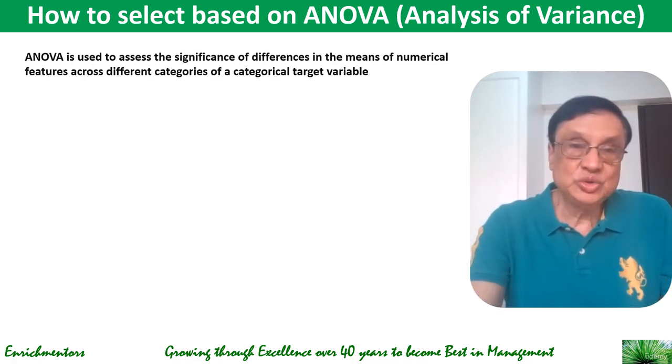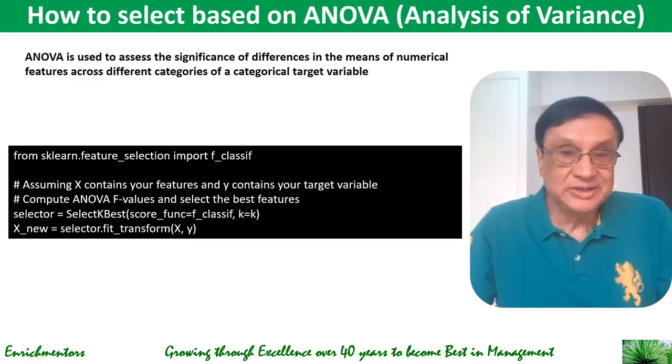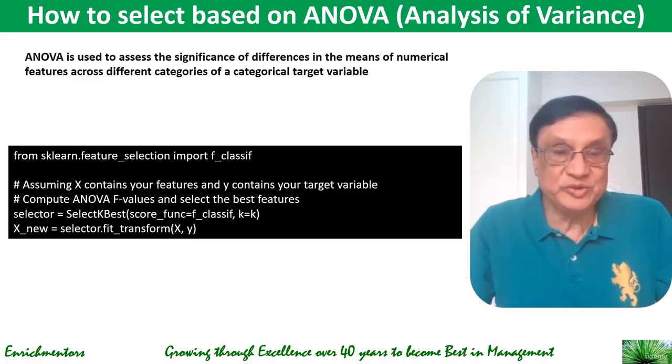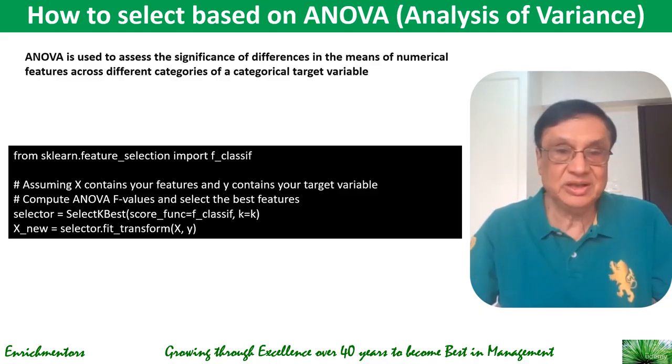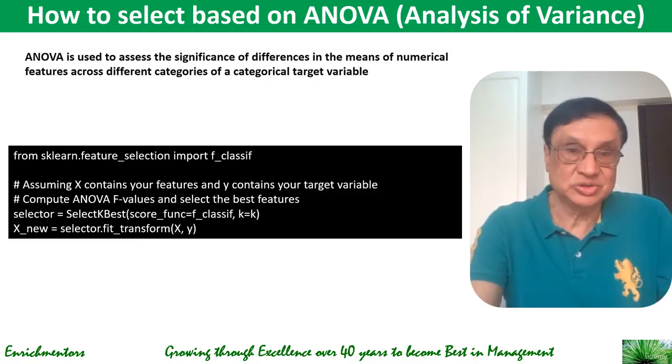And again, you can use the machine learning program from scikit, sklearn, select, so import F classification, and then again you make sure that your Y contains the target variable, X contains your features, and then you compute ANOVA F values and select the best features based on the F values. So that's how you can select using ANOVA also.